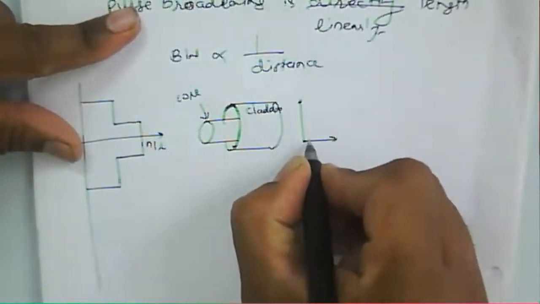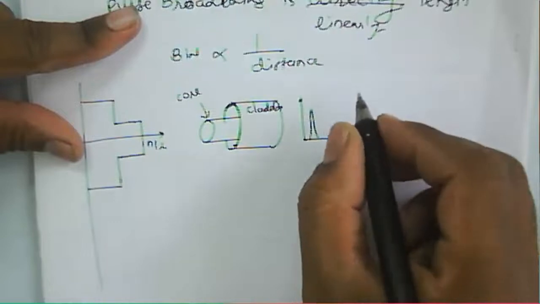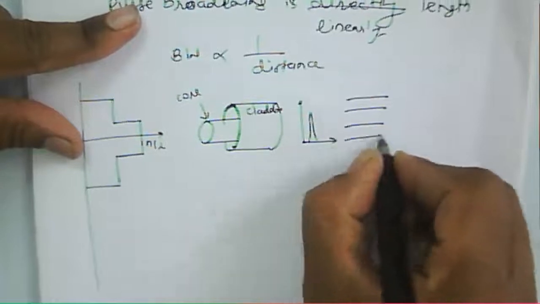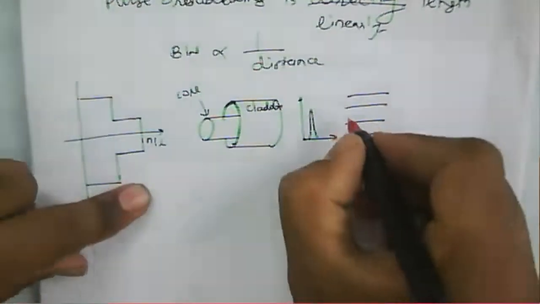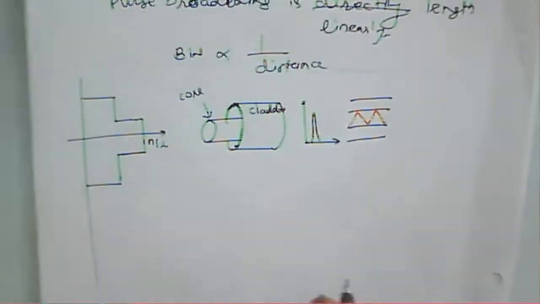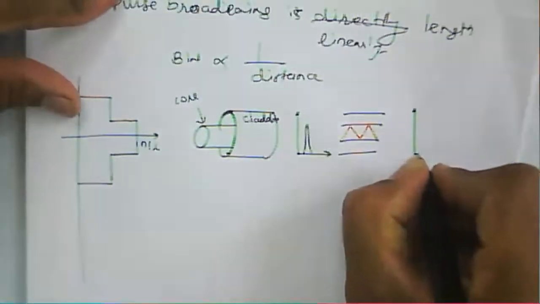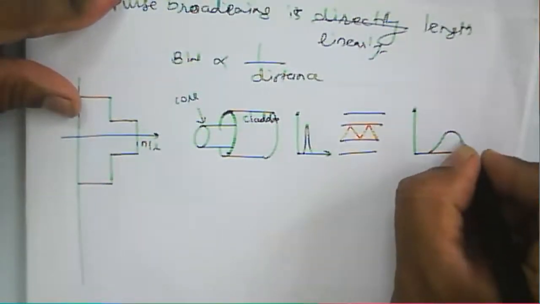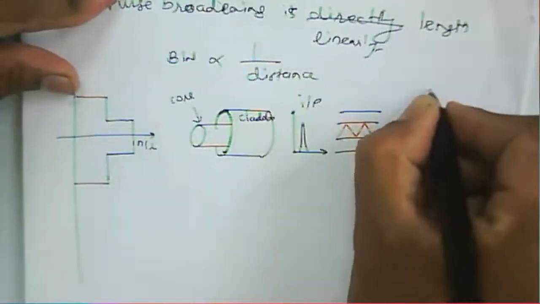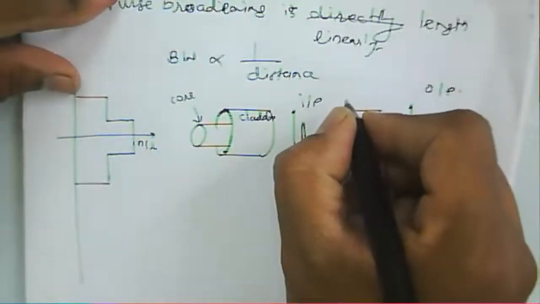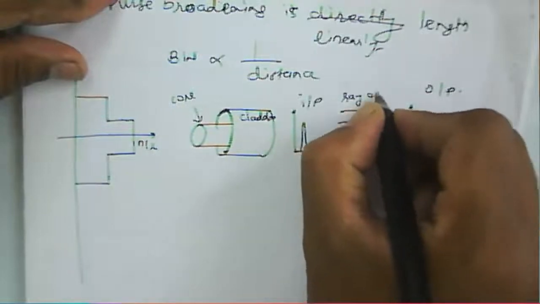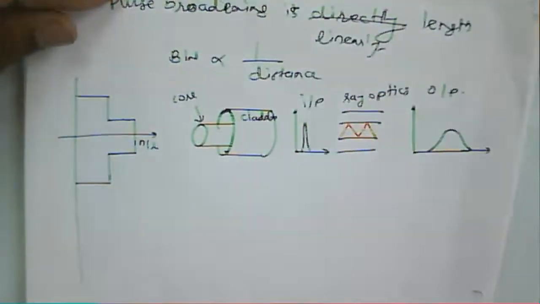Now if you consider a pulse propagating through the fiber, it has a core and the signal propagates by total reflection. Likewise, the signal gets reflected within the fiber, but the output is a broadened pulse. This is your input and this is your output, and this is how your signal propagates through it, which is nothing but ray optics inside the fiber core.